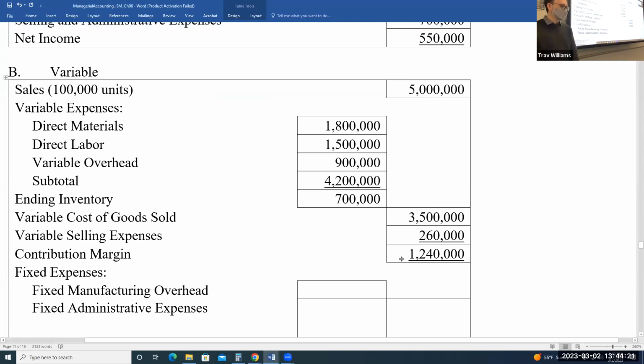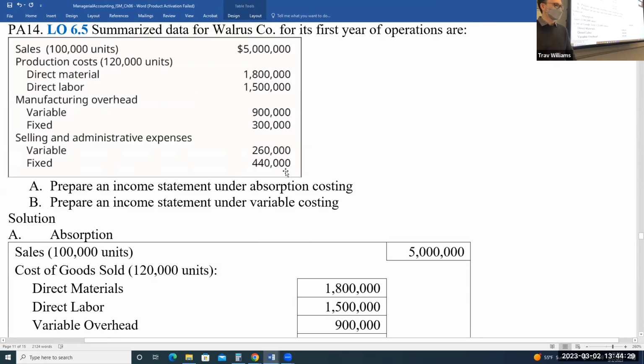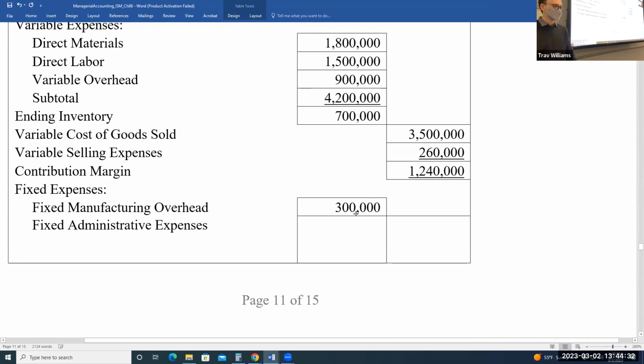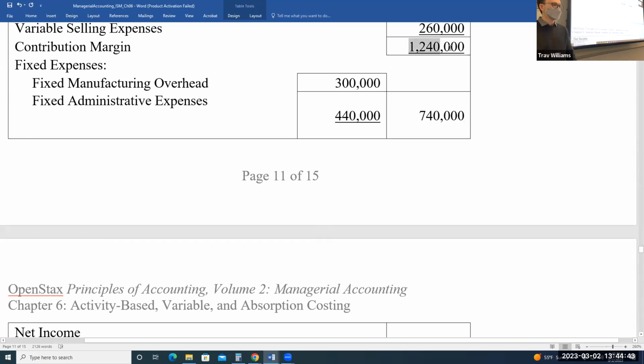Then we put in our fixed expenses. It was 300,000 for fixed manufacturing overhead, and then 440,000 for fixed selling and administrative expenses. We subtotal that over here, $740,000 of fixed costs. And then we subtract that from our contribution margin to get our net income of $500,000. So now we've made our variable income statement.